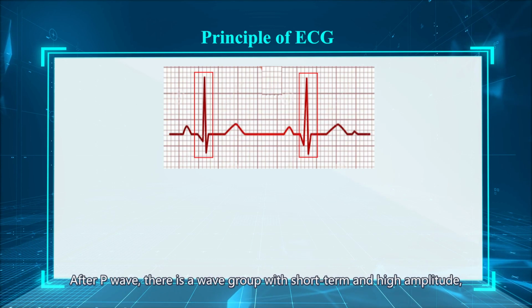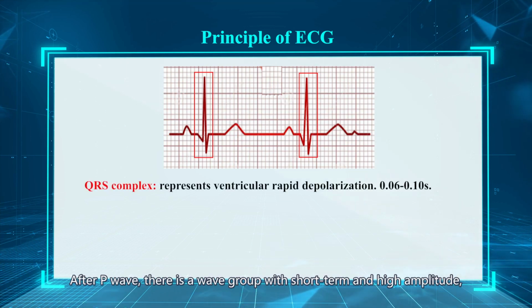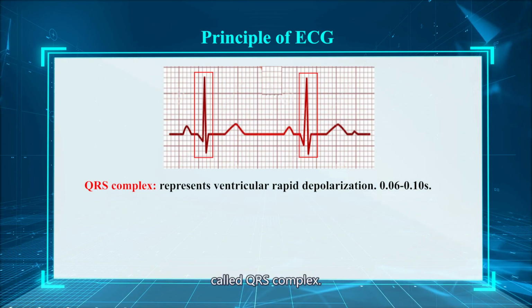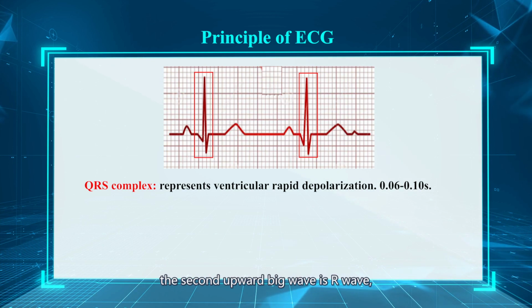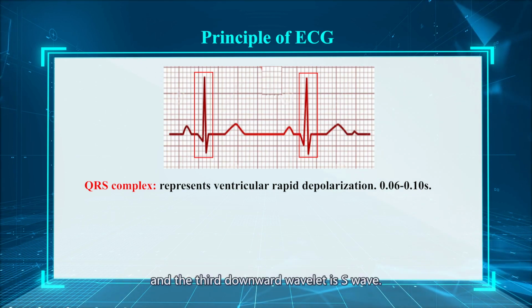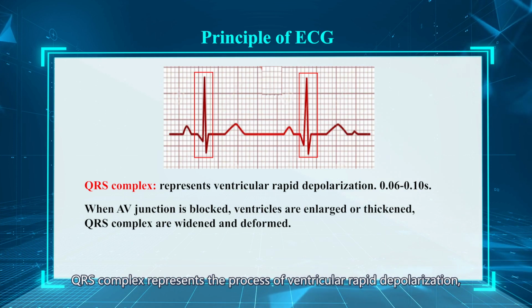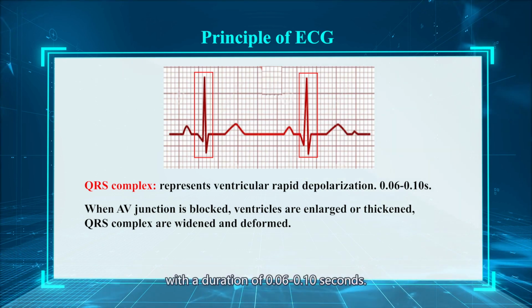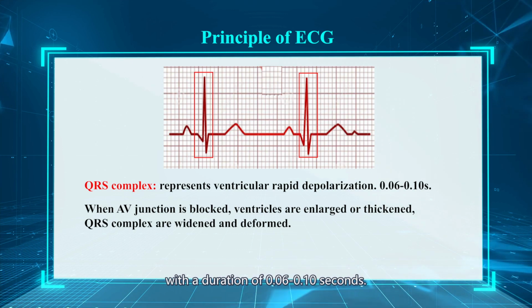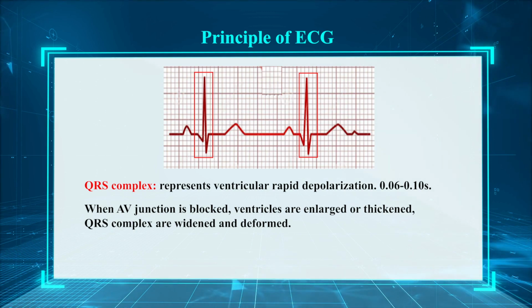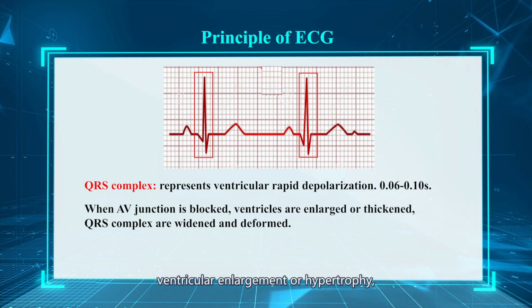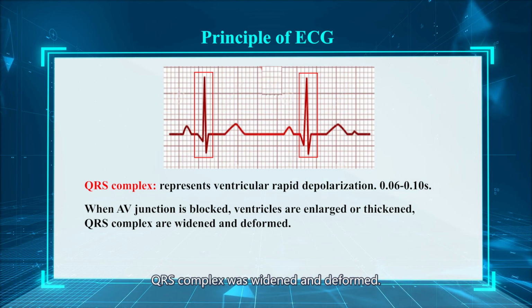After P wave, there is a wave group with short duration and high amplitude called QRS complex. The first downward wavelet is Q wave. The second upward big wave is R wave, and the third downward wavelet is S wave. QRS complex represents the process of ventricular rapid depolarization with a duration of 0.06 to 0.1 second. With conduction blocking in left and right branches, ventricular enlargement or hypertrophy, QRS complex is widened or deformed.